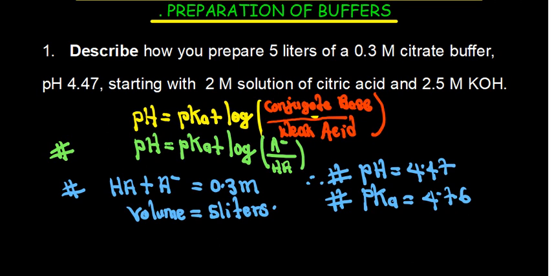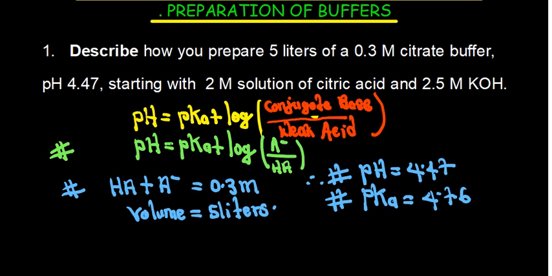And then we've been told that we are starting this buffer solution with a 2 molar solution of citric acid and 2.5 molar potassium hydroxide. So now the question that you must be asking yourself here is, what role is the potassium hydroxide playing in this chemical reaction? And what role is the citric acid playing in this chemical reaction?